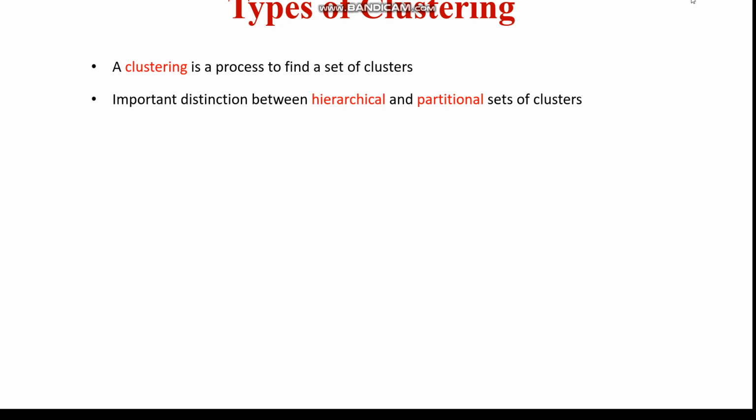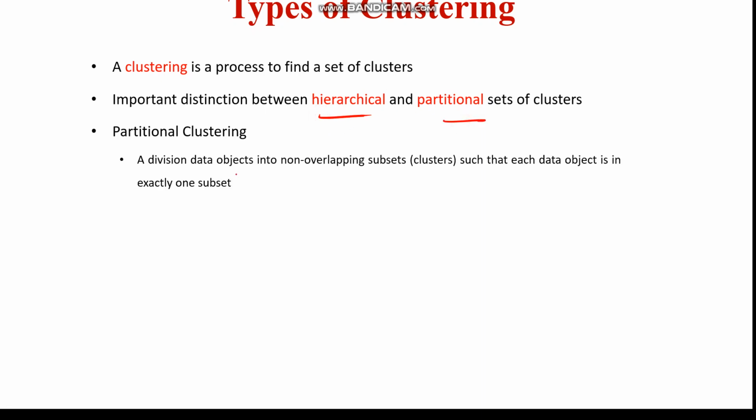So in the previous video, we discussed clustering and the basic formation for how clustering works. In this video, we are going to discuss the common types of clustering on which further algorithms are based. Clustering, we know, is the process of finding a set of clusters based on similarity. The two important types of clustering are hierarchical and partitional.